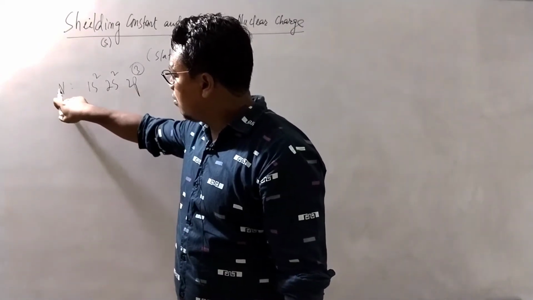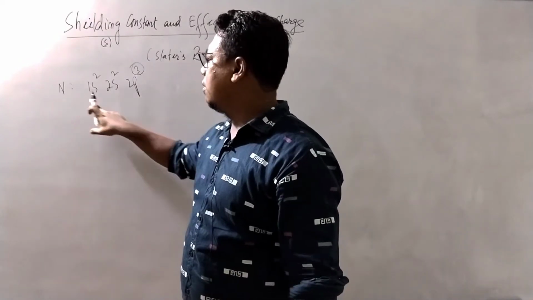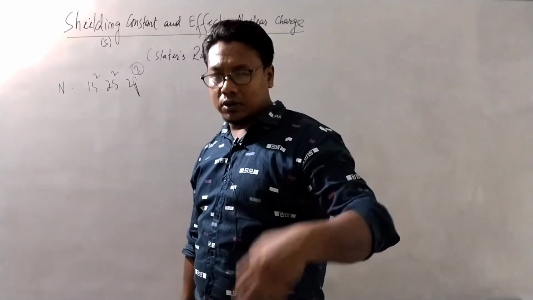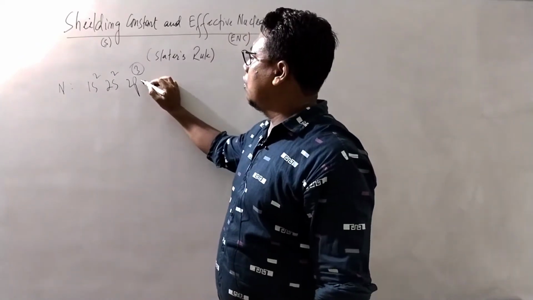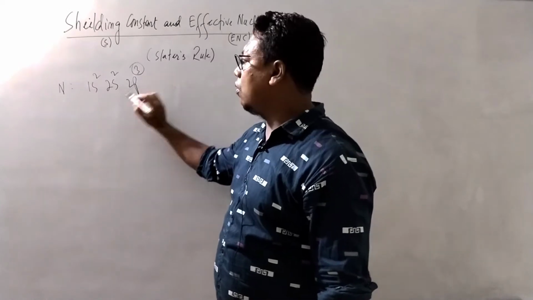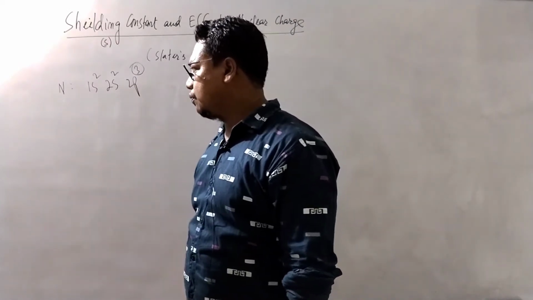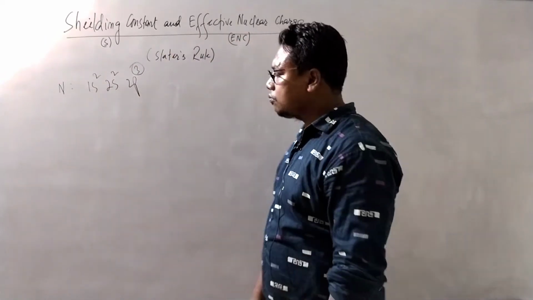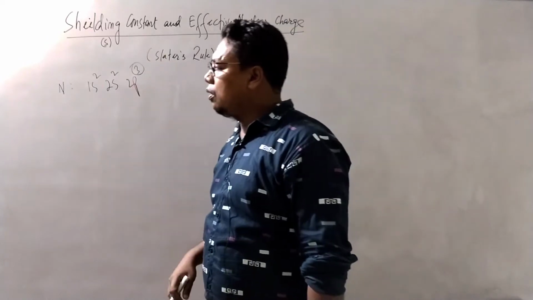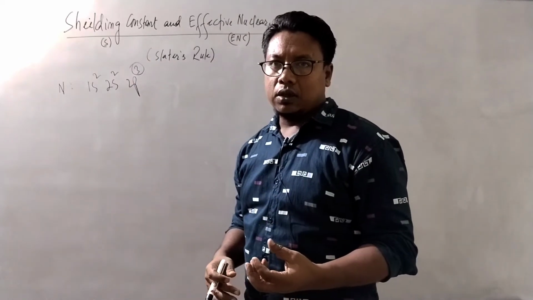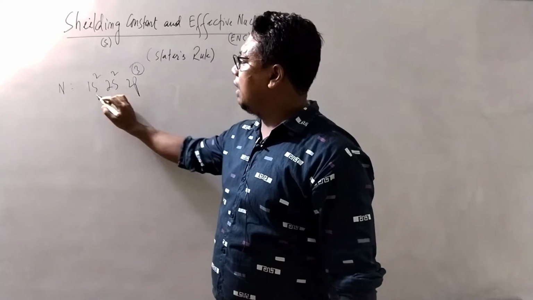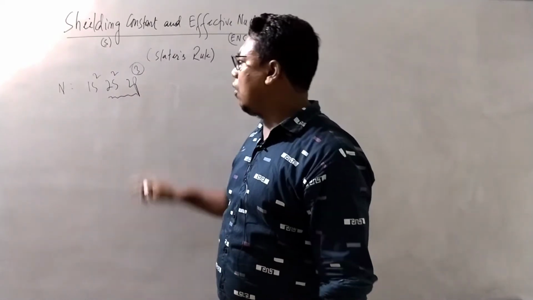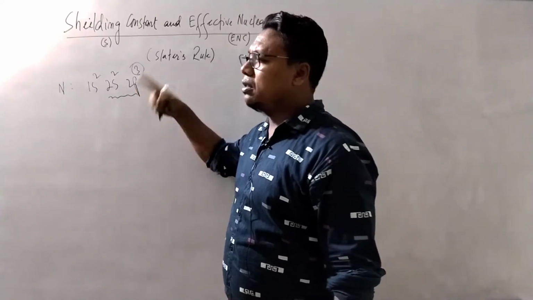For example, I am taking nitrogen whose electronic configuration is this, and we can calculate shielding constant of an electron in 2p or 2s or 1s, right? So to calculate the shielding constant, we need to know the amount of shielding or shielding factor of an electron in ns subshell or np subshell, something like that.